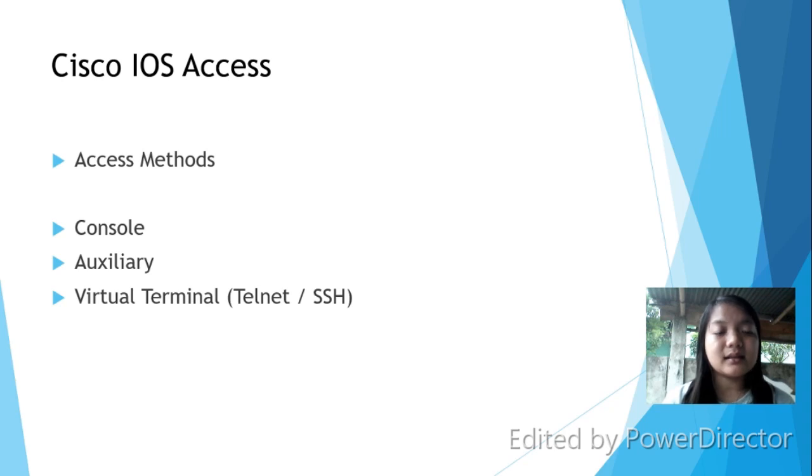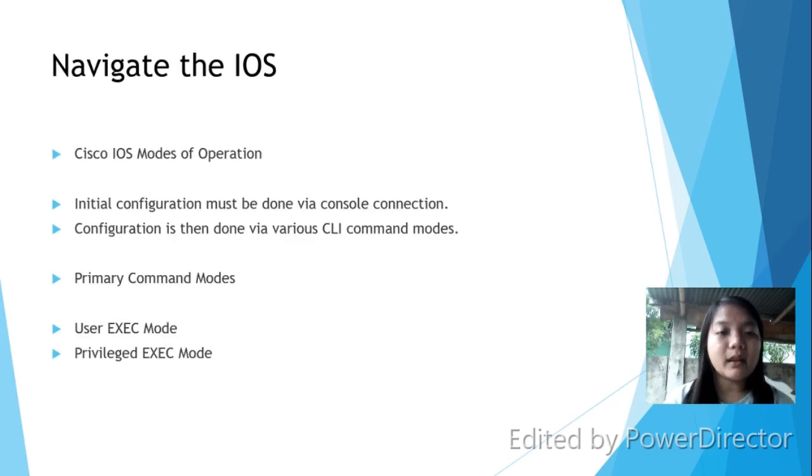Then Cisco IOS access, the access methods: the console, auxiliary, and the virtual terminal, or Telnet and SSH. Then navigate the iOS. So, Cisco iOS modes of operation.